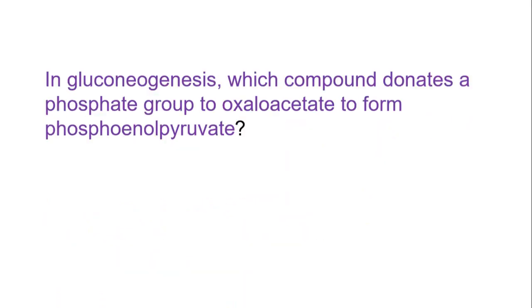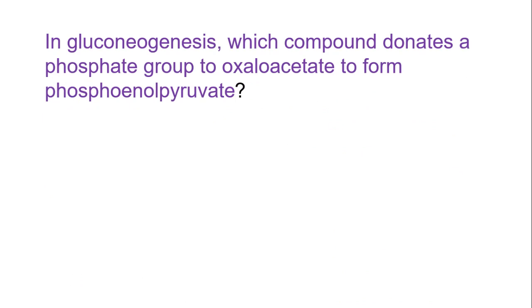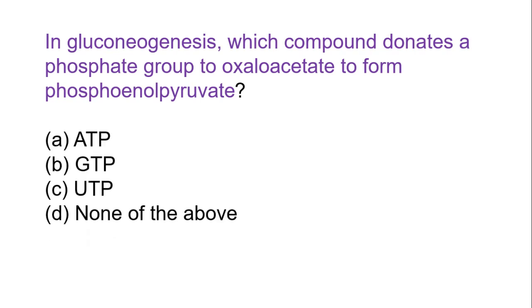Let's quickly move on and look at this question. In gluconeogenesis, which compound donates a phosphate group to oxaloacetate to form phosphoenolpyruvate? A, ATP; B, GTP; C, UTP; D, none of the above. The answer is B, which is GTP.